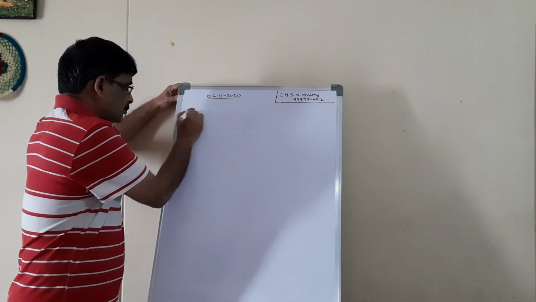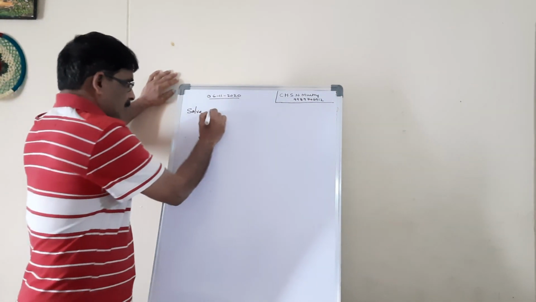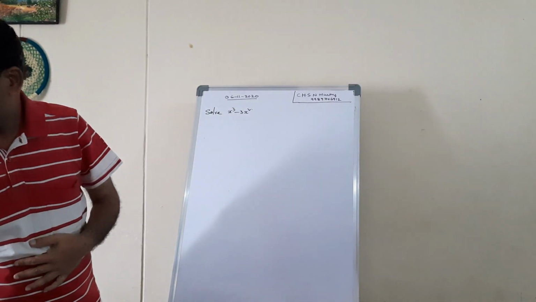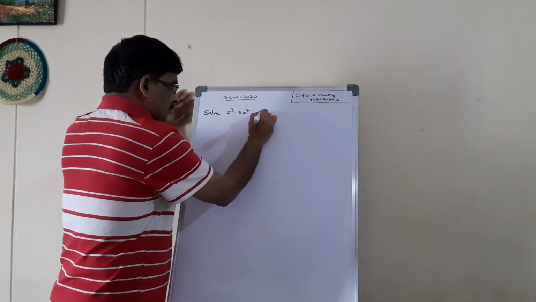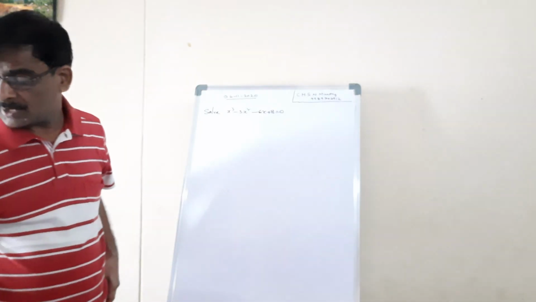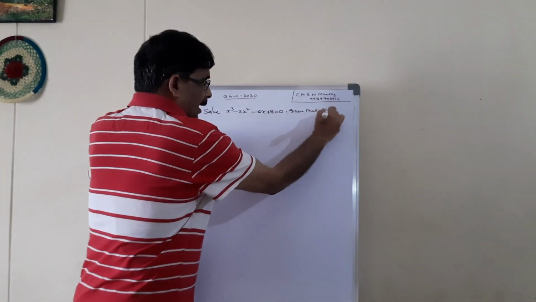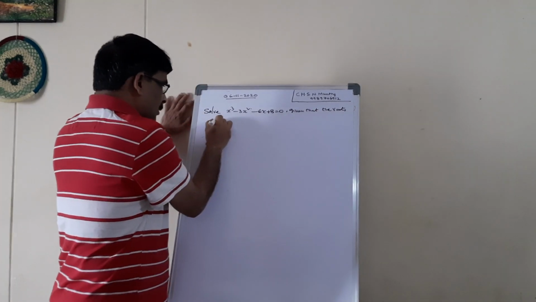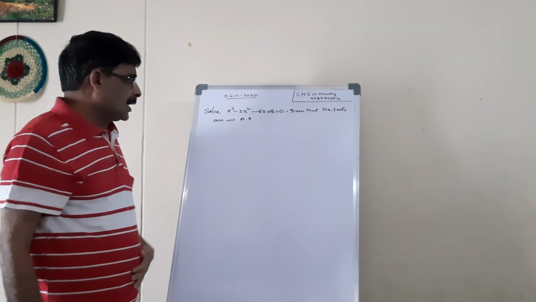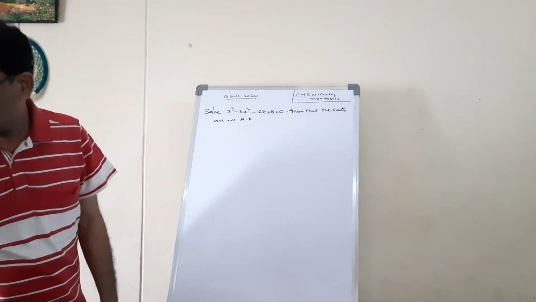Solve x cube minus 3x square minus 6x plus 8 equal to 0, given that the roots are in AP. Let me once again check the problem. x cube minus 3x square minus 6x plus 8 equal to 0. Okay.